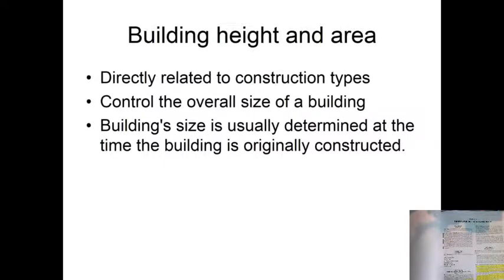The building size is usually determined at the time the building is originally constructed. So what we have to do is work with our contractor and an architect, and they're trying to determine how big the building is. There are certain charts and graphs within Chapter 5 of the IBC code book that can tell you how big it can be, and what construction type you should use based on the height of the building you want and the area that you have.